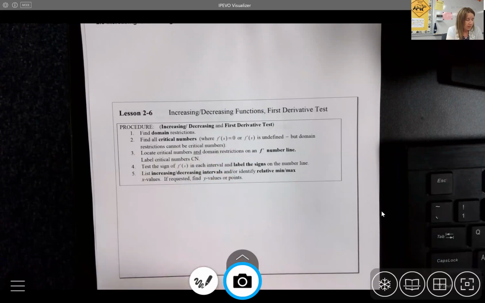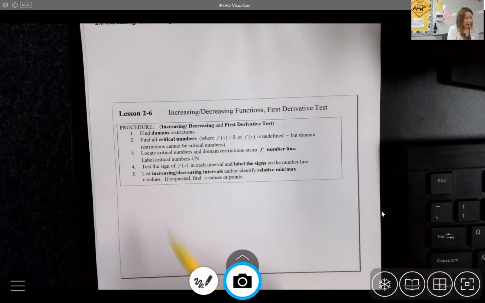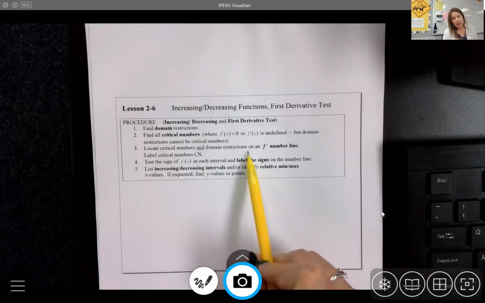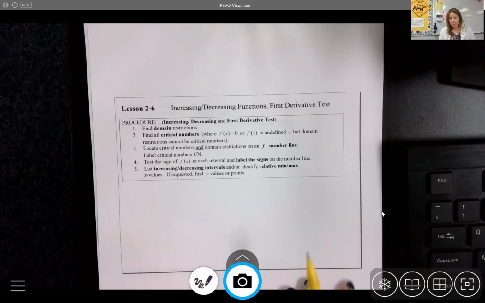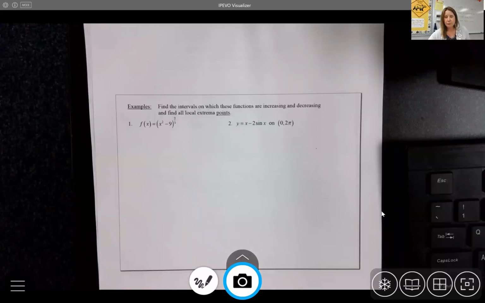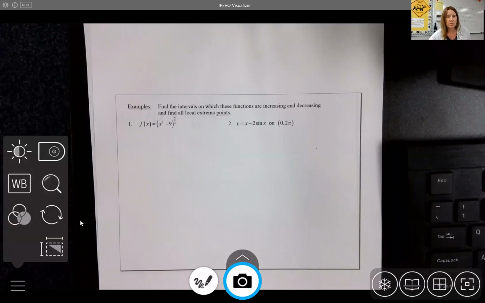Okay, domain restrictions cannot be critical numbers. So we're not going to count those as critical numbers. When we draw an f prime number line, we're going to have the critical numbers and the domain restrictions on the same number line. Then we create a sign chart, and where it's positive, it's increasing, and where it's negative, it's decreasing. So let's go through some examples of this. I'll see if I can zoom and make that a little bigger for you.